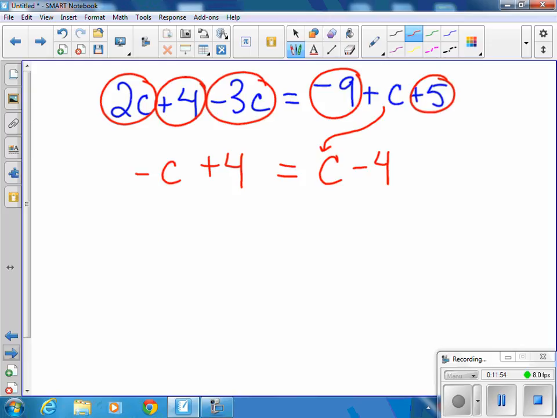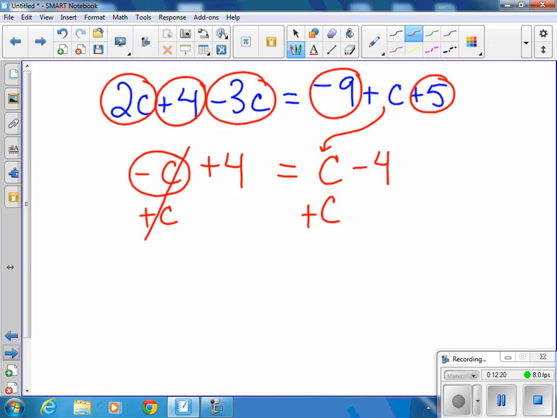Okay, well now I can do some more work here. I need to get all my c's on one side. Since I have a negative c on my left-hand side right here, I think I want to get rid of him. I don't like negative values for my variable, so I want to get rid of him. That means I'm going to add a c to him. If I do that, they cancel out. That means I also have to add a c over here on the right-hand side.